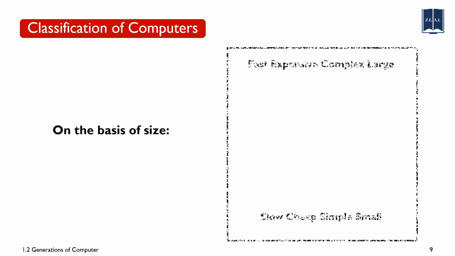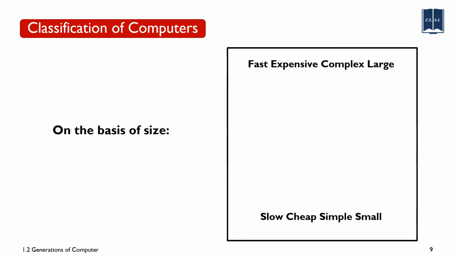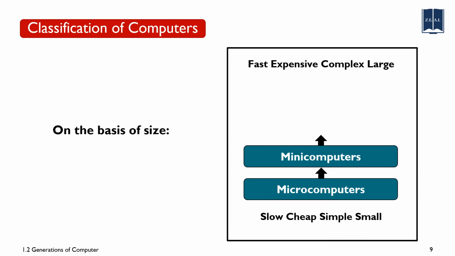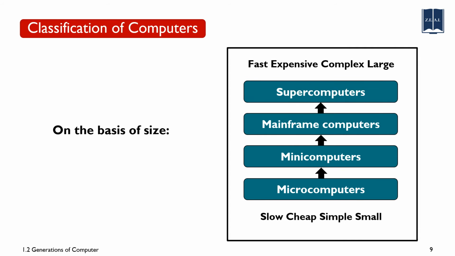Now let's talk about the classification of computers. On the basis of size, computers can be divided into 4 major groups, and they are microcomputers, minicomputers, mainframe computers, and supercomputers.